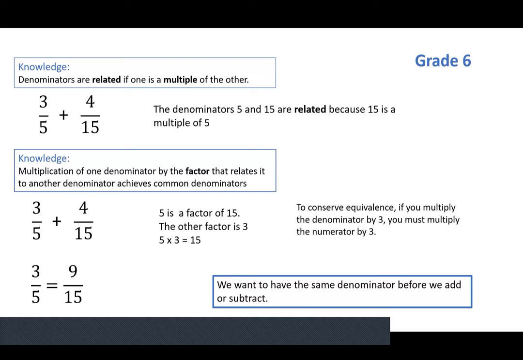And I'm just saying here the reason to conserve equivalence, because we did that with grade 4. If you multiply the denominator by 3, you must multiply the numerator by 3. And you may have to go back and revisit equivalent fractions again, because that's what these are all about before we add. And then they're going to have to multiply both by 3. So 3/5 equals 9/15. You notice I didn't put the times 3 or the times 3 in this particular example. We want to have the same denominator before we add or subtract.